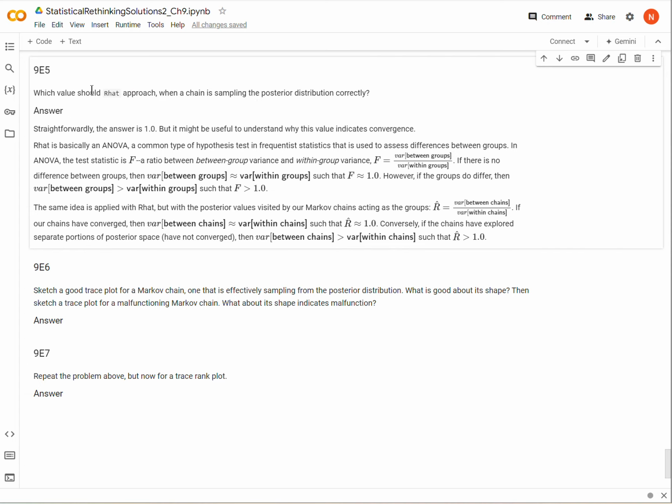This book gives a little bit of information, but really just enough to answer the question. So I'm going to go into a little bit more detail as to what R hat is and how it comes about. So straightforwardly, the answer is 1.